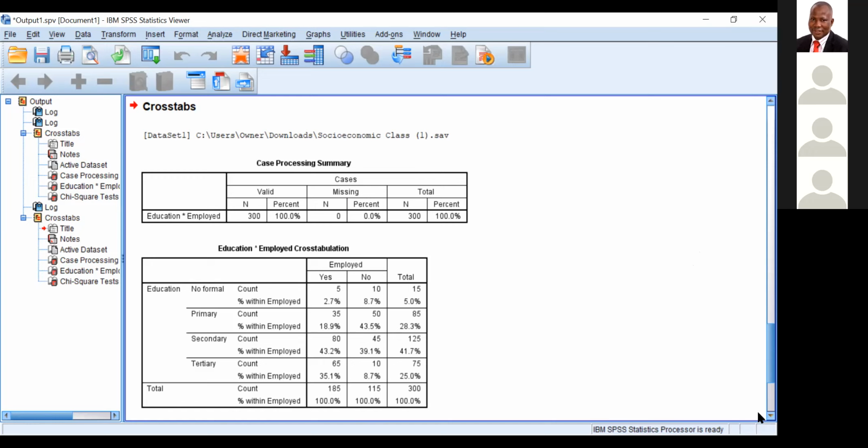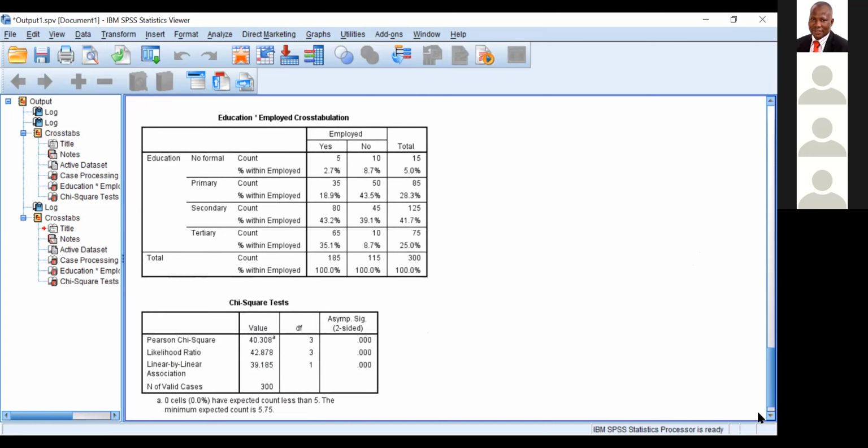It will give you exactly the same. It doesn't affect the statistics. The percentage you put, whether you say it should show row or column, will affect your interpretation. It doesn't change anything in the statistics. The chi-square will be the same. The trend will be the same.